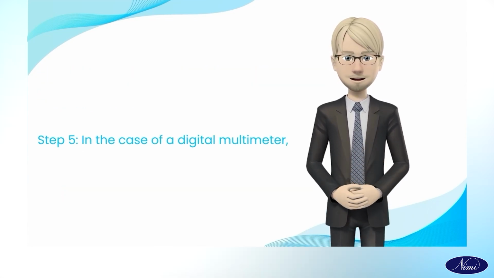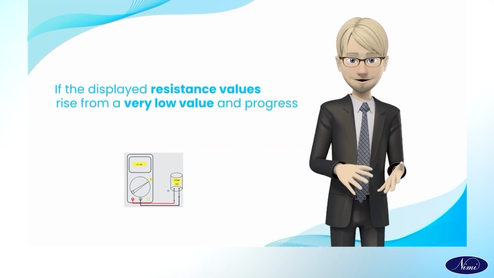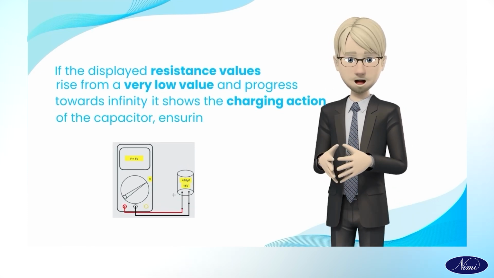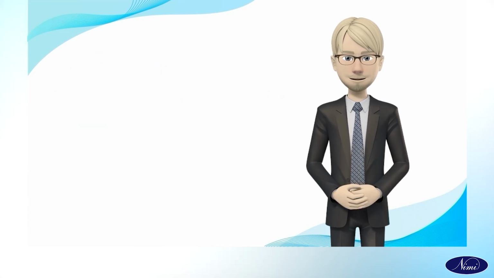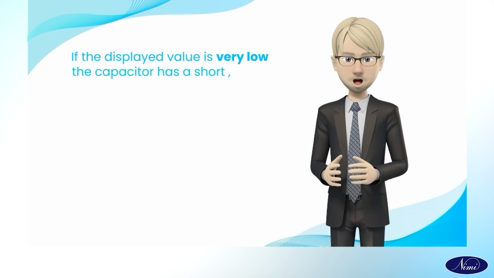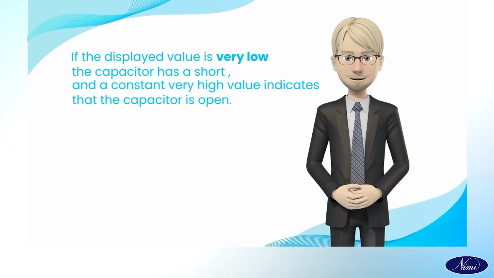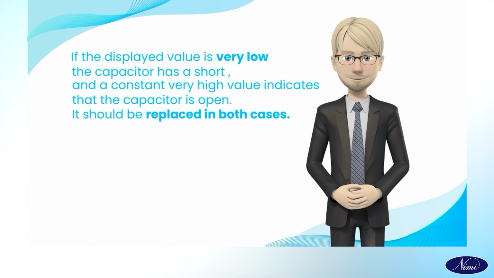In the case of a digital multimeter, if the displayed values rise from a very low value and progress towards infinity, it shows the charging action of the capacitor, ensuring that the capacitor works fine. If the displayed value is very low, the capacitor has a short, and a constant, very high value indicates that the capacitor is open. It should be replaced in both cases.